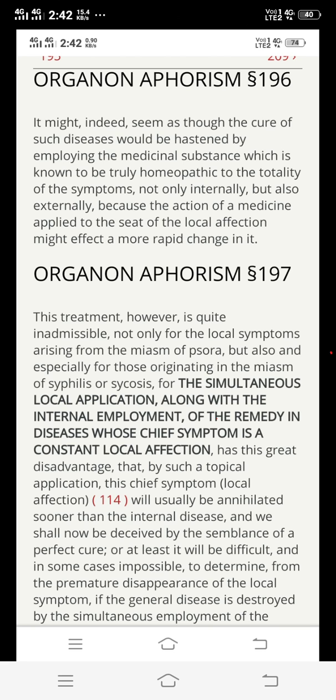So in the previous lecture we completed up to aphorism number 195. Now in today's lecture we are going to discuss from aphorism number 196.